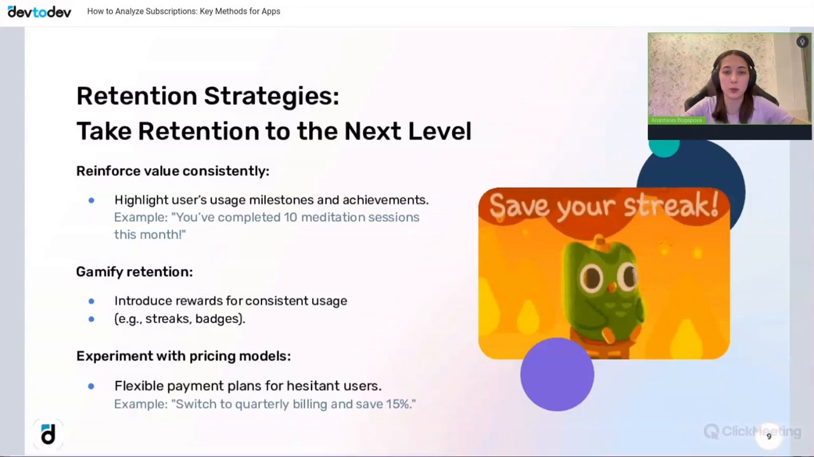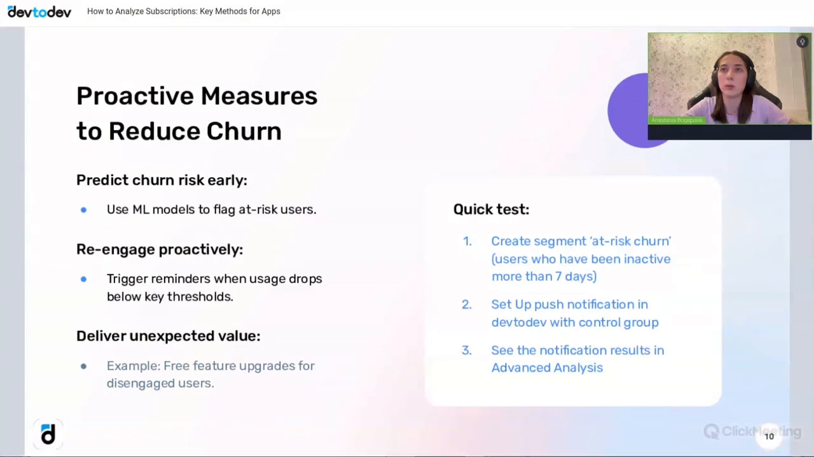And the third, experiment with pricing. Offer different plans, monthly, quarterly, annually, to suit various user needs. I observed that one budgeting app reported a 20% improvement in retention after they added a quarterly plan option. Retention is not just about keeping users, it's about making them feel that you are growing with your app and they are getting value.